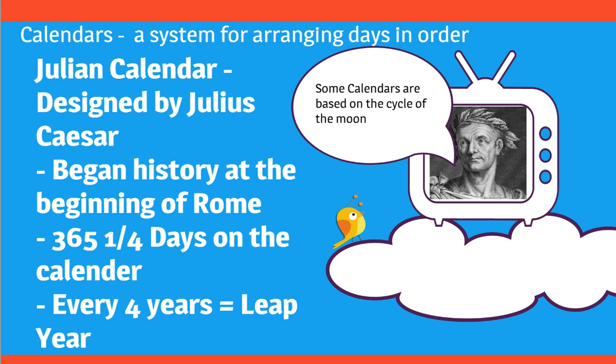When we talk about history, we often talk about calendars and how we keep track of time. One such calendar was the Julian calendar, designed by Julius Caesar. It began history at the beginning of Rome. Rome is an integral part of ancient civilizations, ancient history that we're going to talk about. The Julian calendar was 365 and 1/4 days, and every 4 years equaled a leap year because we only had a quarter of a day every year. So after 4 years, you had an extra day.